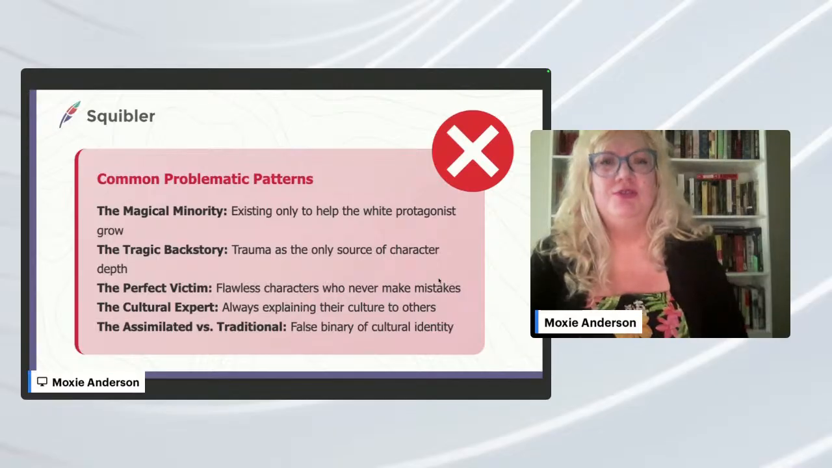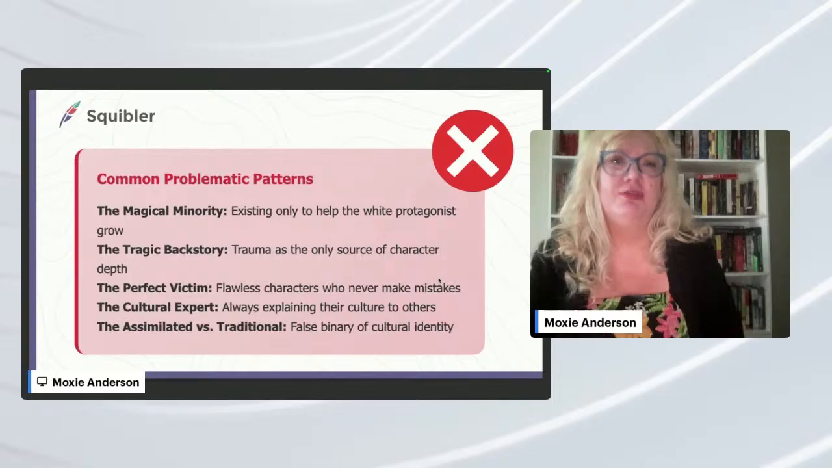And then be careful that you don't create an assimilated versus traditional binary system in your work. This is a false binary of cultural identity. Getting used to your identity and finding your place in the world is a spectrum. It's not just black and white.